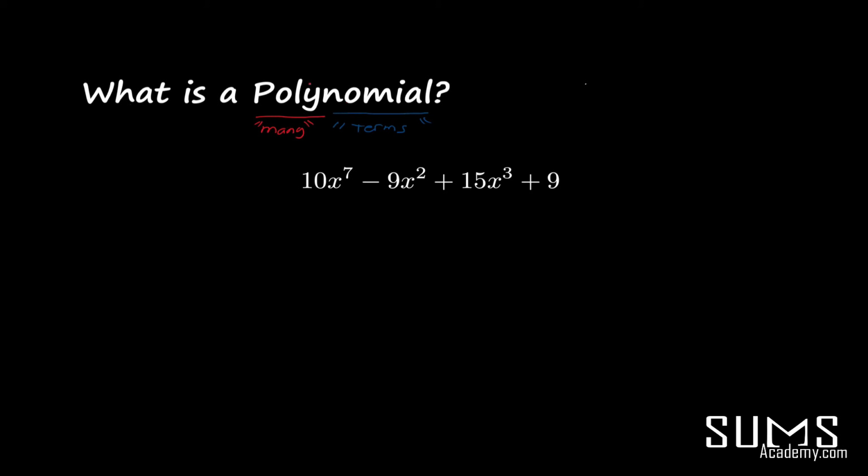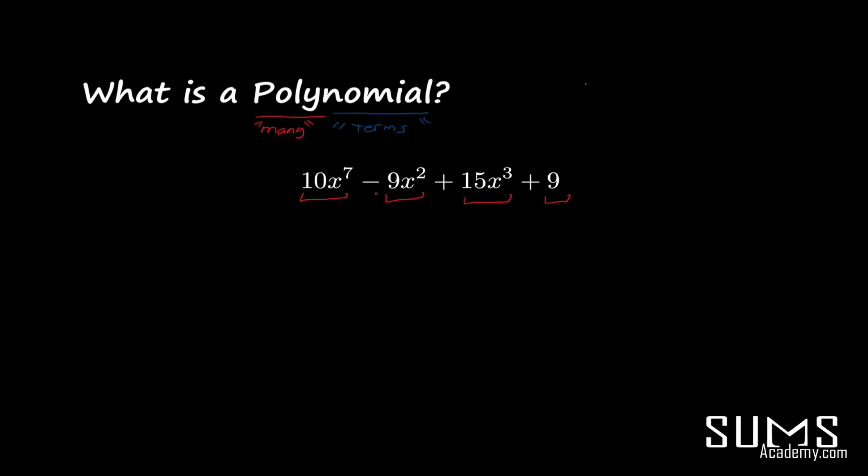So here, what we look at is an expression like 10x to the power of 7 minus 9x squared plus 15x cubed plus 9. So this is a polynomial. I'm going to go through and explain all the different parts to it. Okay, so this here is a term, this is a term, this is a term, and this is a term.